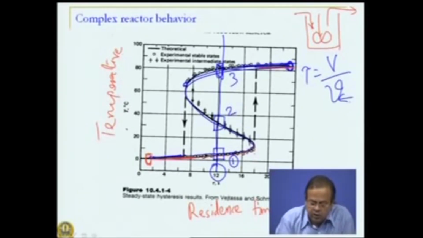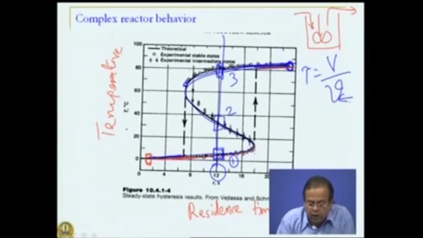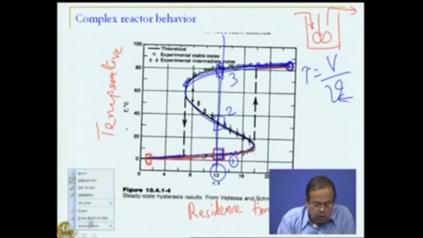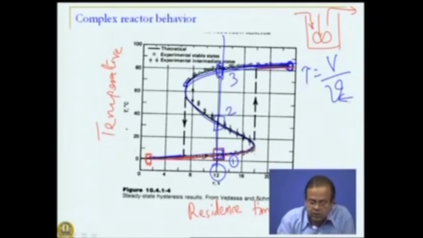For example, in this particular case, if you achieve 12-second residence time by increasing the residence time from a low value to a high value, we will go to steady state 1. If you achieve the same residence time of 12 seconds by decreasing the residence time, we will go to steady state 3.